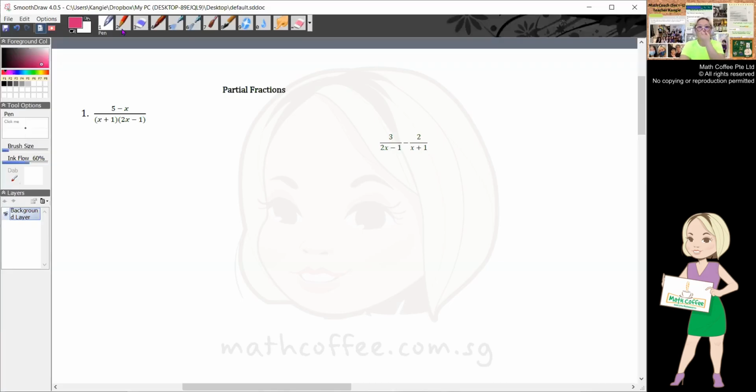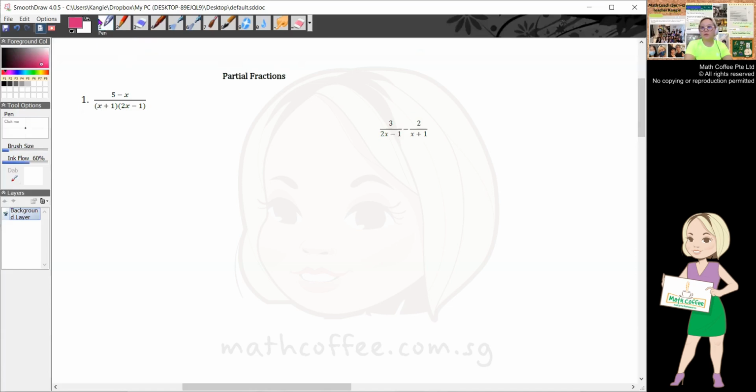Okay, the partial fraction, I will do it gradually, which means the first few questions you see are very basic. So I may skip certain small steps. If not, I cannot cover everything. So let's take a look at this one. This one, you must understand. Okay, let's take a look at the denominator.